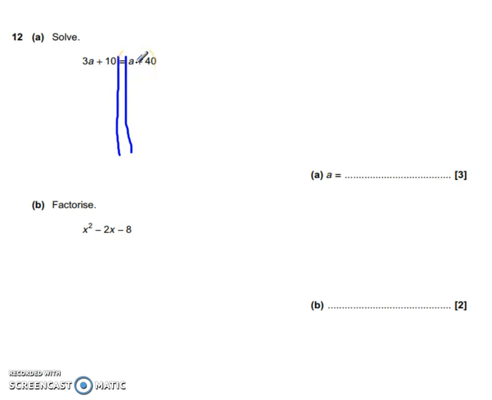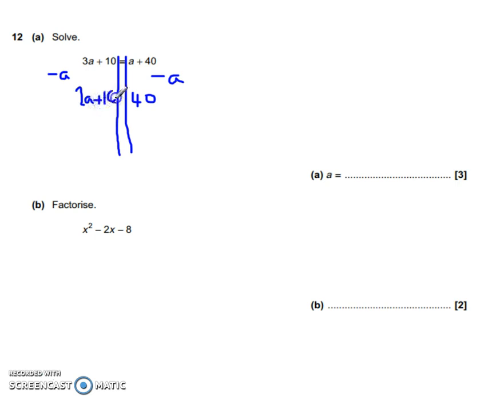So to do that, we always get rid of the smallest a. So a is smaller than 3a. So what I'm going to do is I'm going to subtract a from each side. Okay, so doing this allows us to eliminate a from this side. So on the right, I'm just going to have it equals 40. And on this side, I'm going to have, well, 3a take away a gives me 2a. So 2a plus 10 equals 40.